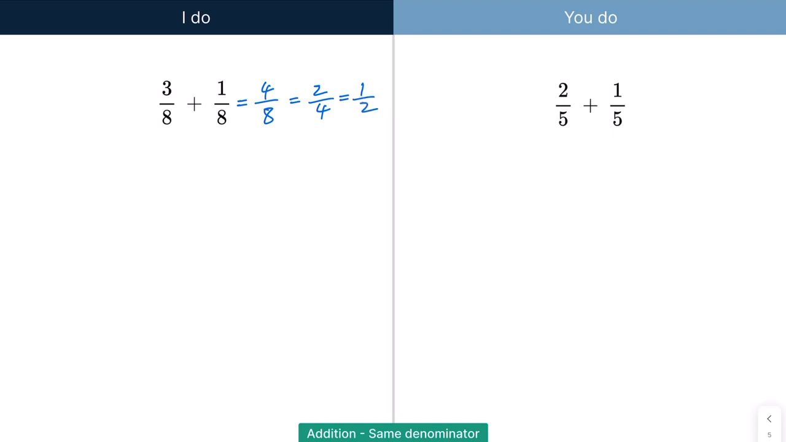So hopefully you've pressed pause and had a go at this example here. So this then becomes 3 over 5. Now we can't simplify that. It doesn't divide into any number. So we can leave our answer there.